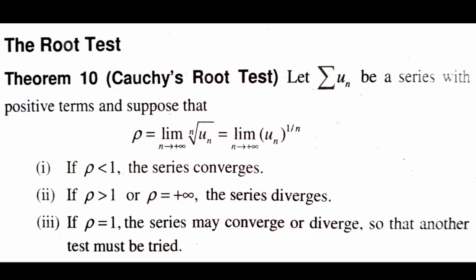First one is if rho less than 1, then the series converges. Second one is if rho greater than 1 or rho equal to plus infinity, then the series diverges. If rho equal to 1, then the series may converge or diverge, so another test must be tried. These are the three conditions. Very important theorem. It is called Cauchy's root test.